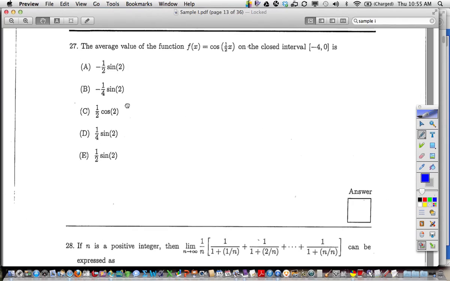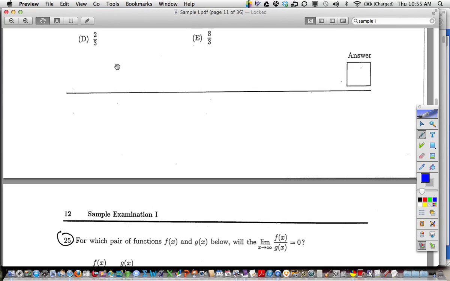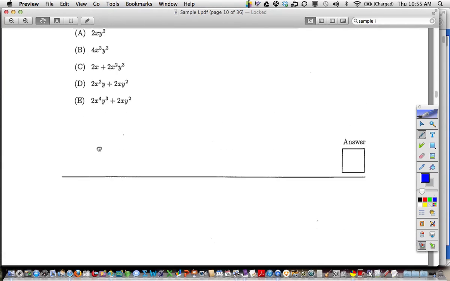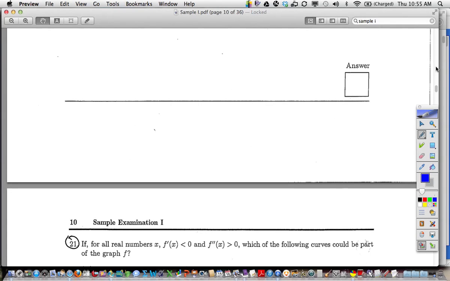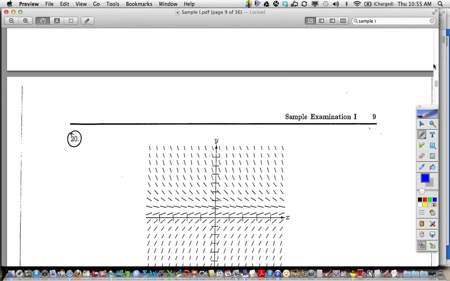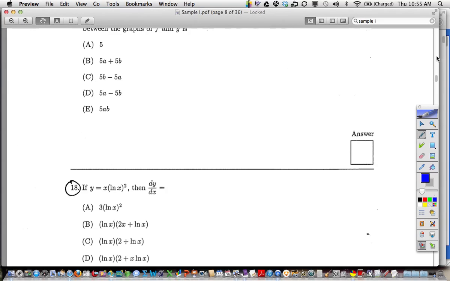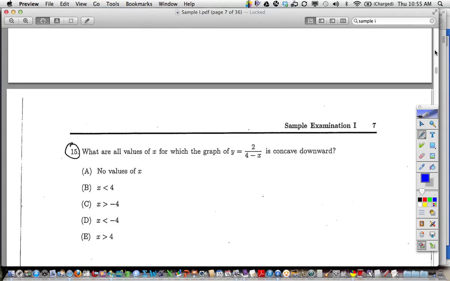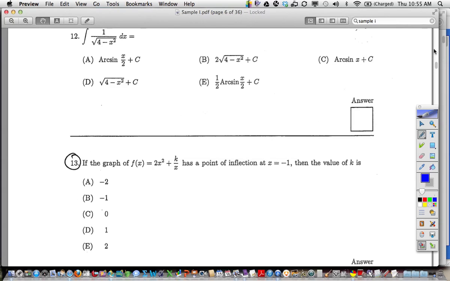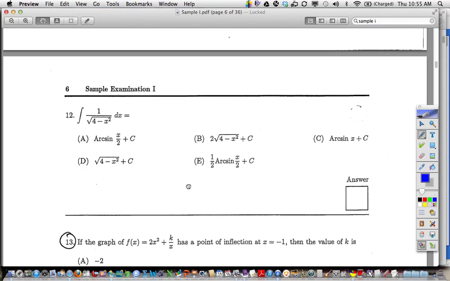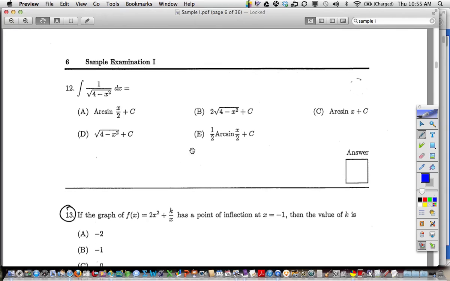Sample 1, number 12. This one here. Yes. This will be a good one for those of you finishing the gateway test.